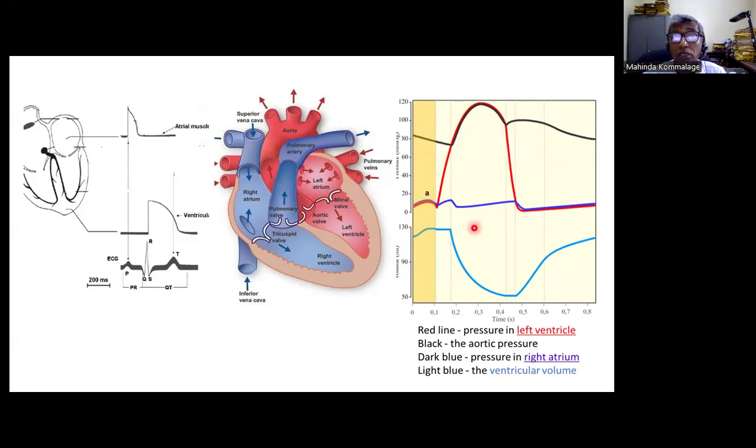So this will give some sort of summary about the activity in the heart. This is electrical activity, and this is mechanical contraction, and so on. And this is pressure and volume change, right? So let's move down.